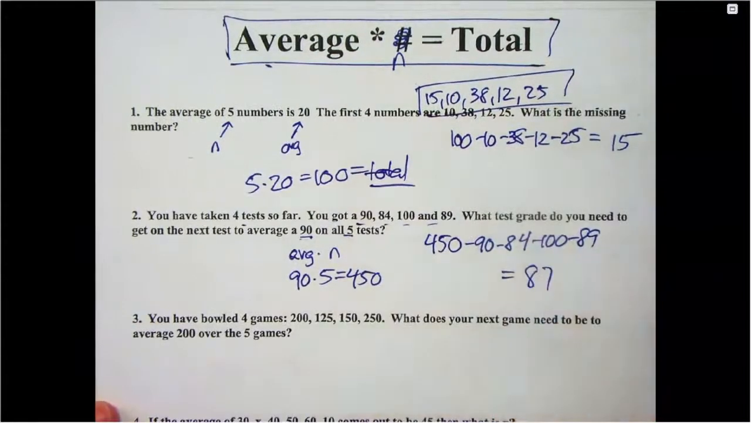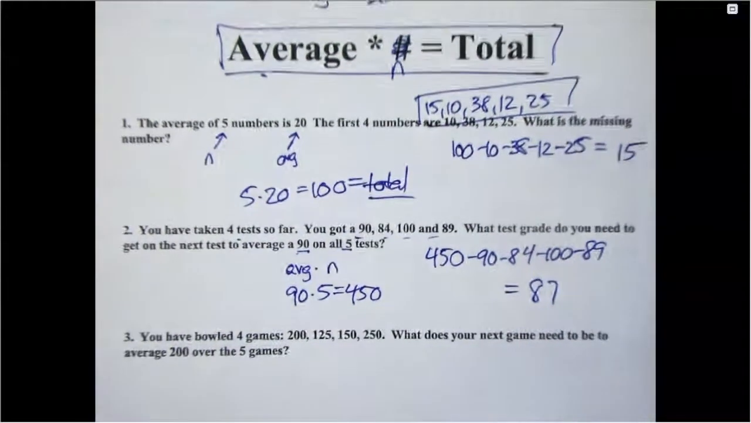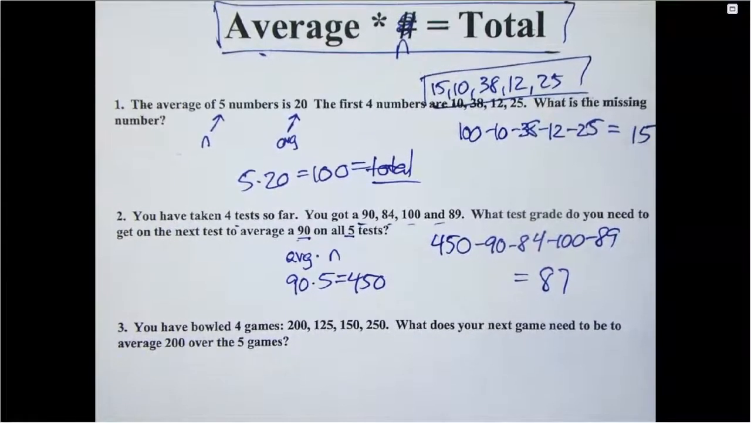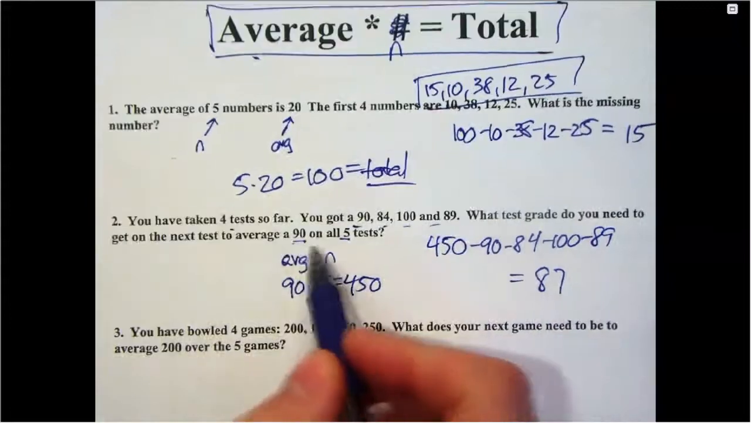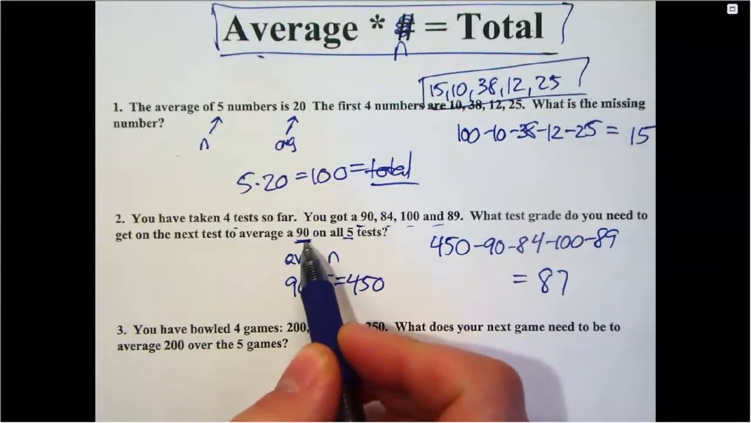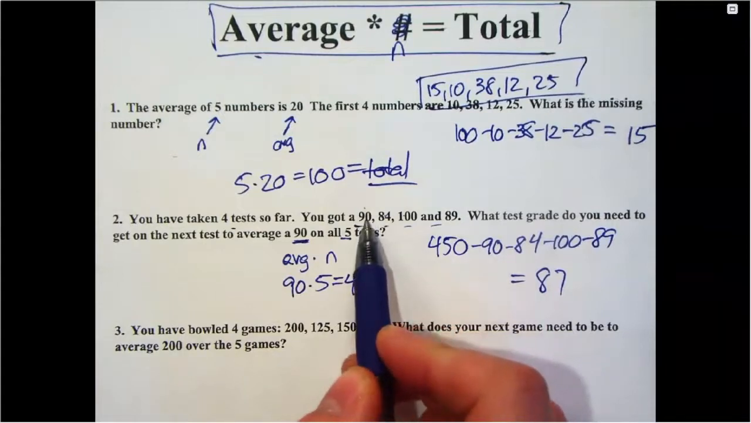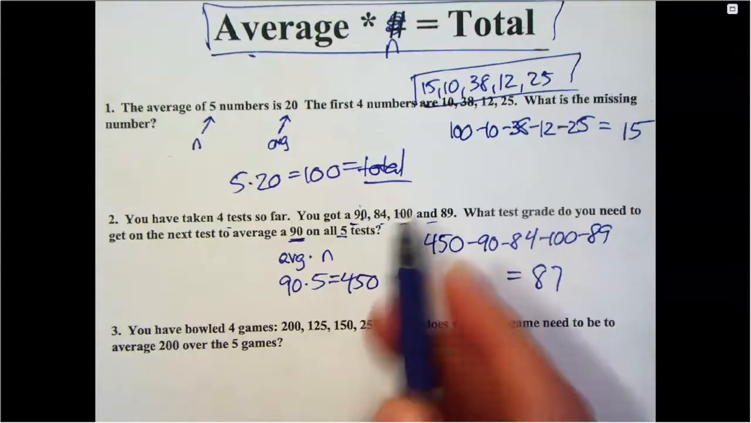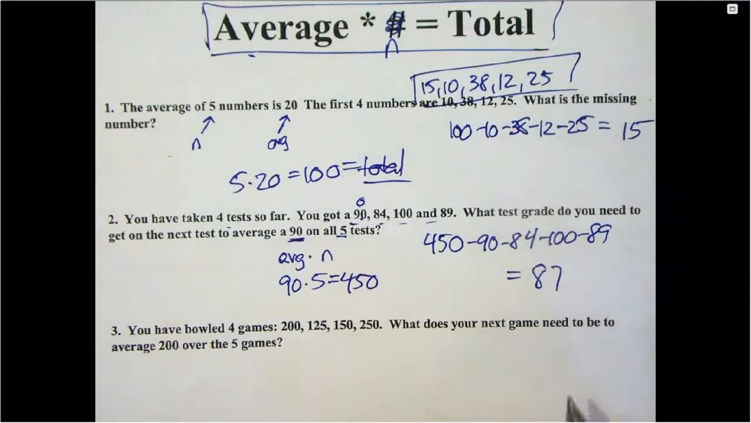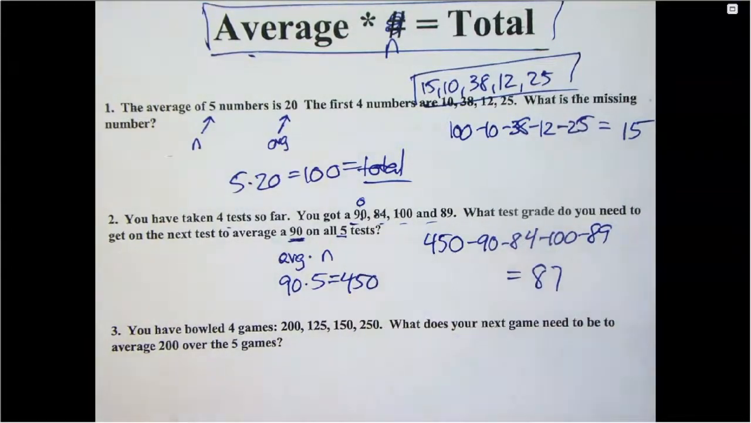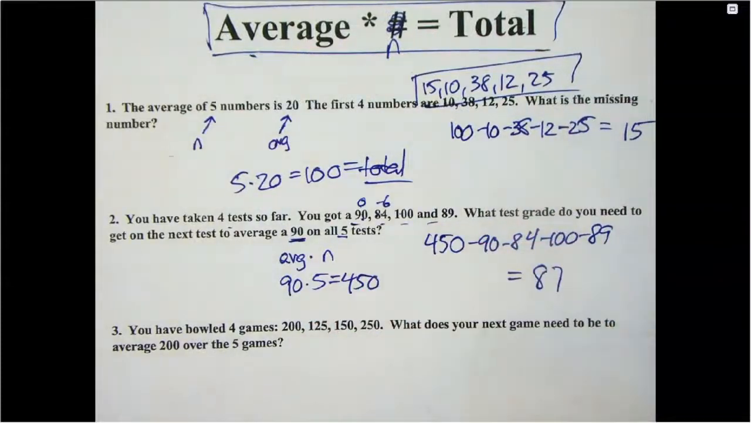Let me show you another trick people will use. And this works easier if the numbers are close together. But if the average is 90, some people will go through these and say, okay, well, this is a straight up 90. So that's totally fine. So I'm going to put a 0 there. This is 84. So I'm 6 below where I need to be. So I'm going to put a minus 6.